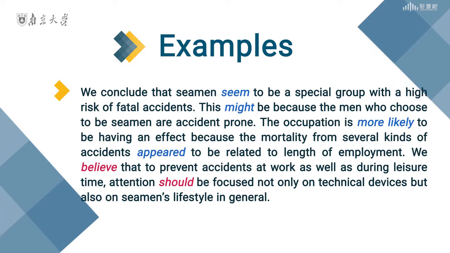As you may have already noticed, the authors have used some vague words and expressions such as seem, might, more likely, and appear to sound cautious when making claims. Meanwhile, when they want to make comparatively strong claims, they've chosen such words as believe and should. There are various types of words and expressions that can be used to modify the strength of claims. Please pause the video to study them.